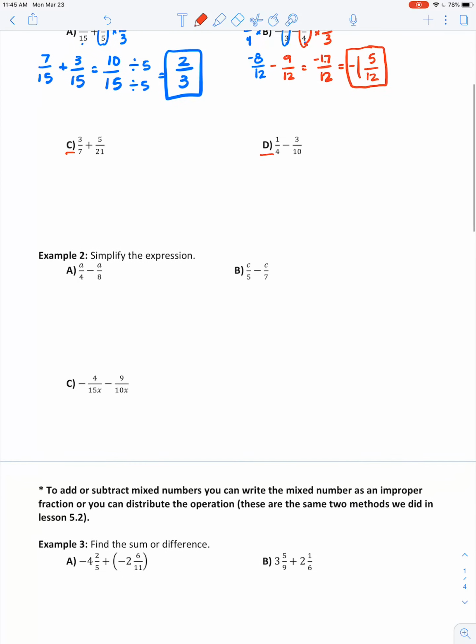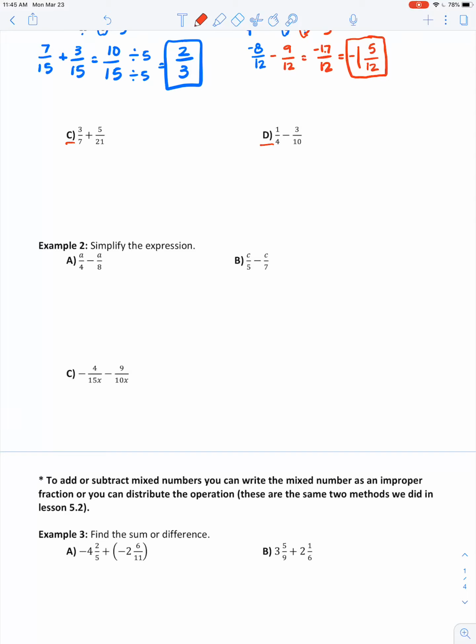At this time, I'm going to go down to example 2. Example 2 says simplify the expression. So the difference here is that now we have variables in our fractions. To be honest, you really treat this the exact same way. I need the bottom numbers to be the same. So 4 and 8, they both need to have the same number.